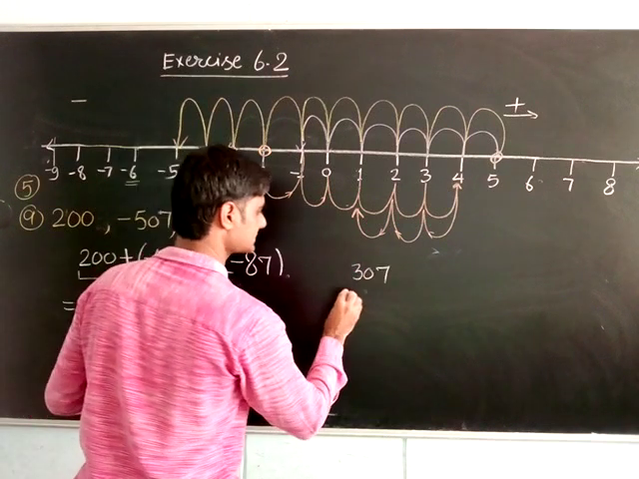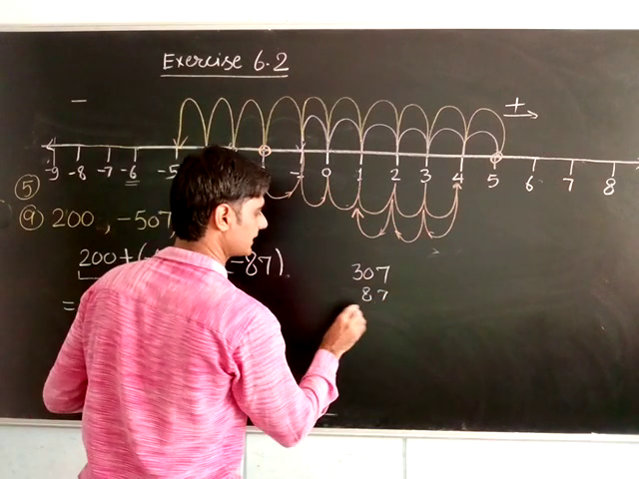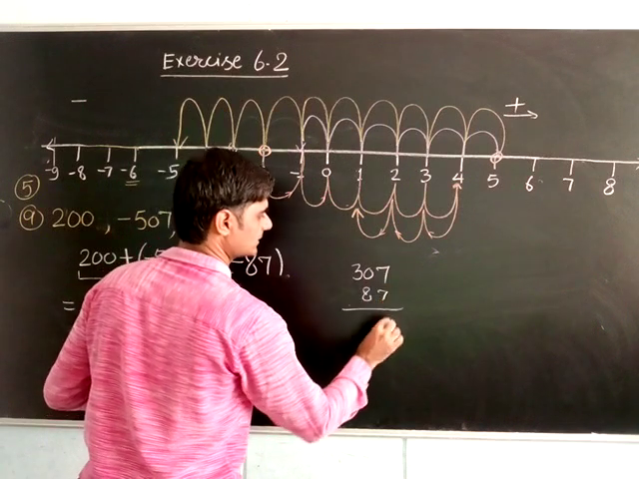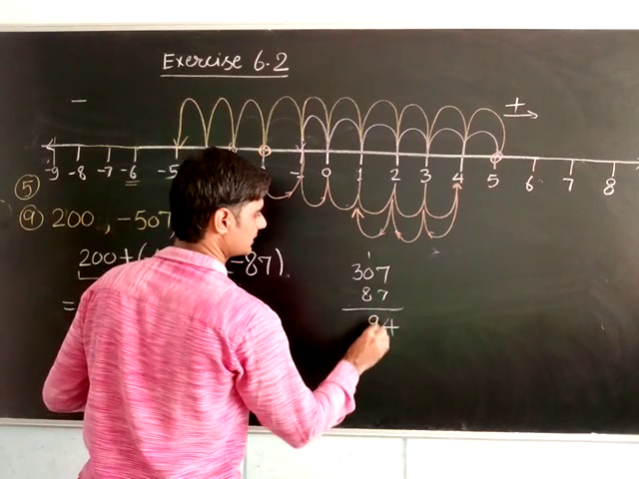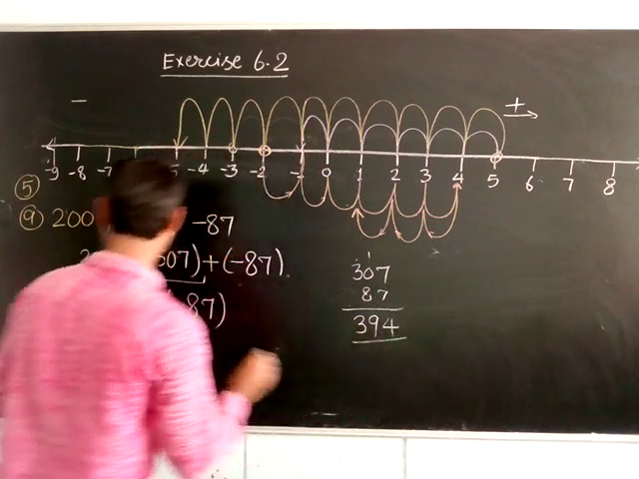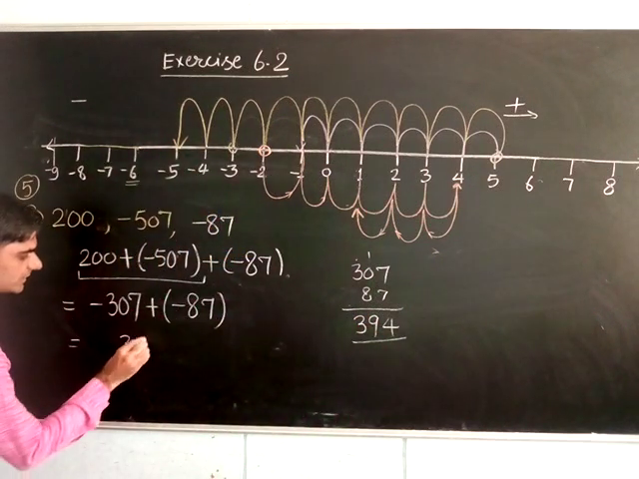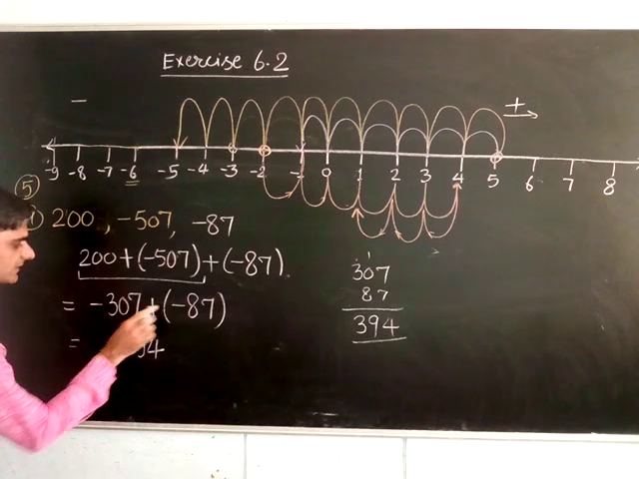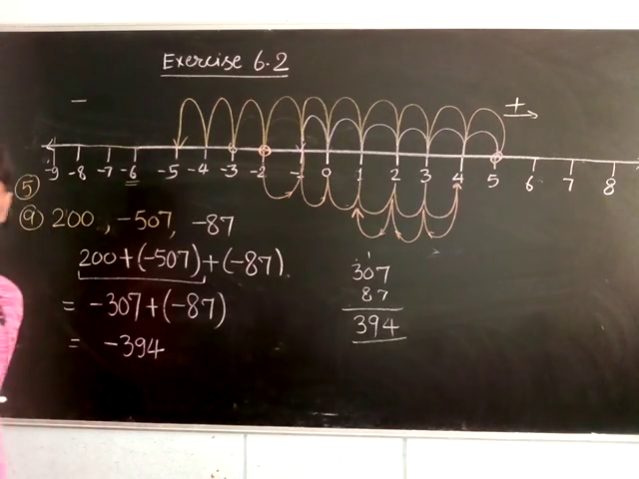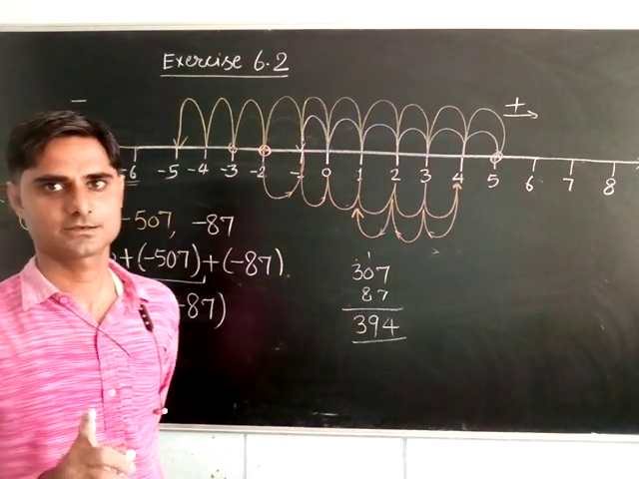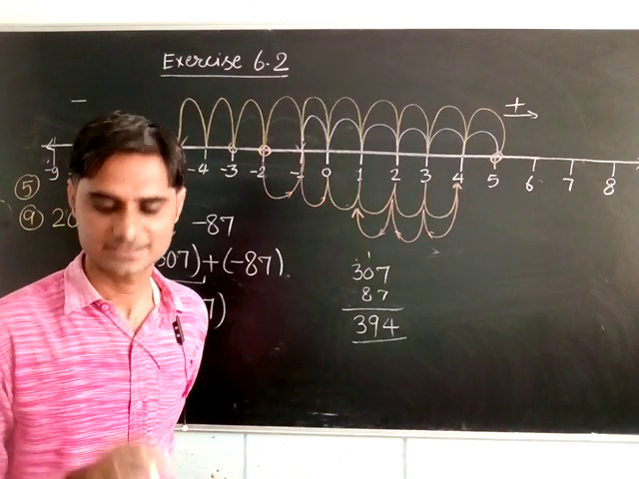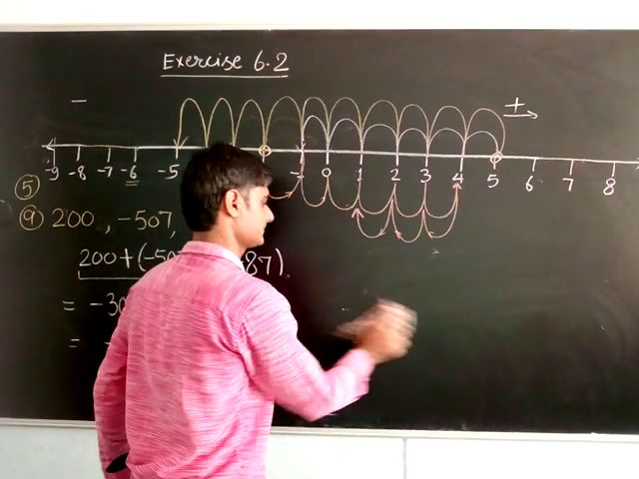How to add? Just add properly. 307 plus 87, don't put minus, just add them. 7 plus 7 14. Carry 1, 8 plus 1 9. This one is 3. So here what will come? 394 will come, but negative sign, because both are having same sign. Are you getting? Yes.